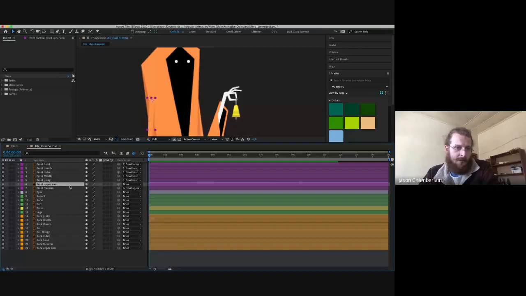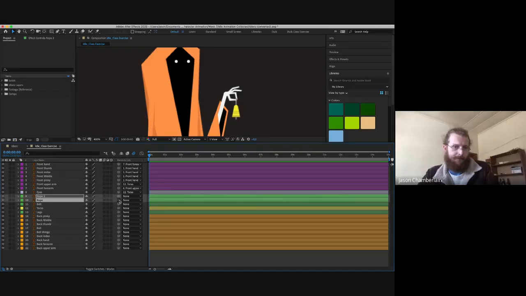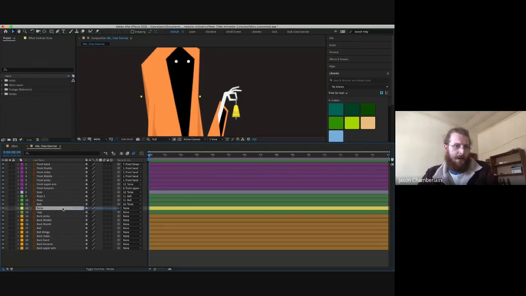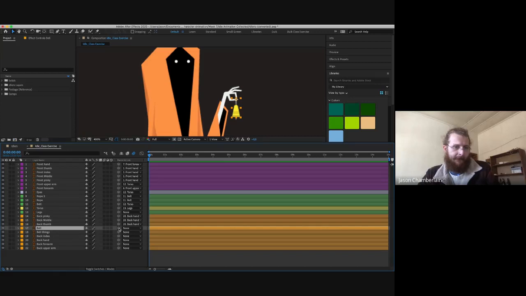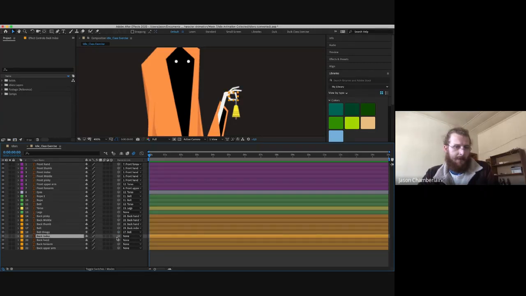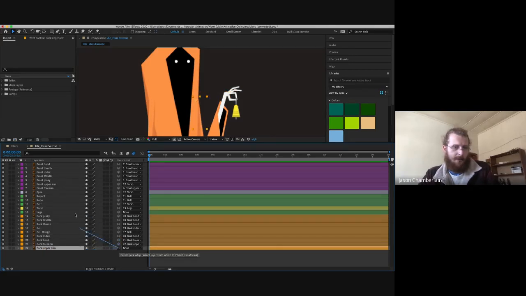Forearm two. Upper arm. I'm going to parent my torso to my legs, layer 12 to 13. Okay, cool. So you guys will then see my little drop downs over here.